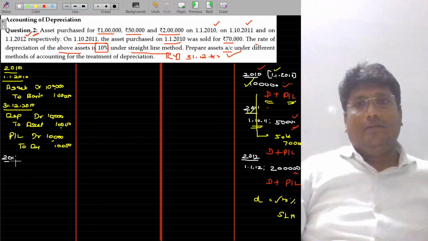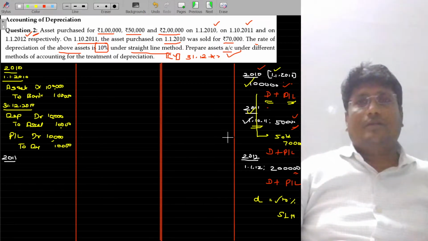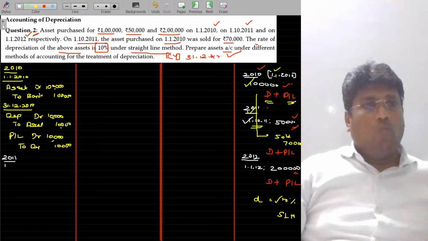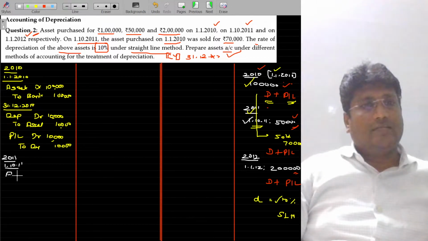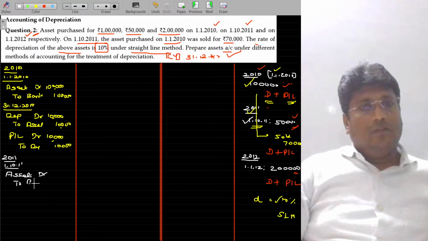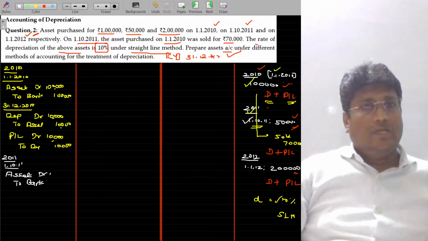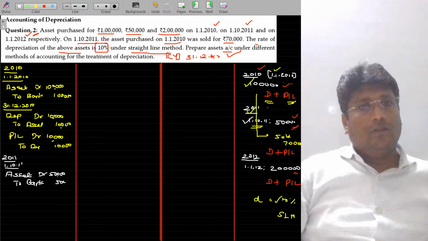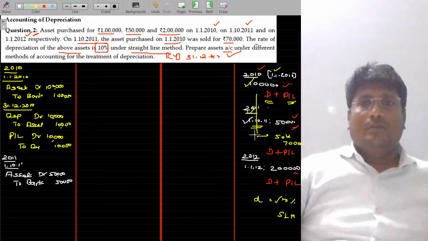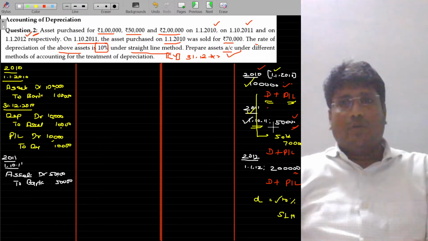In 2011, the asset is purchased on 1/10/11. For the purchase, the entry being the usual entry, asset account debit to bank. The value here being 50,000. Debit side 50,000, credit side also 50,000. Okay, this is over.